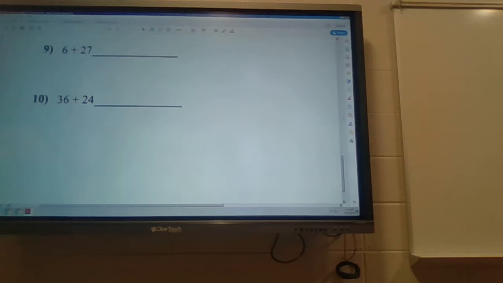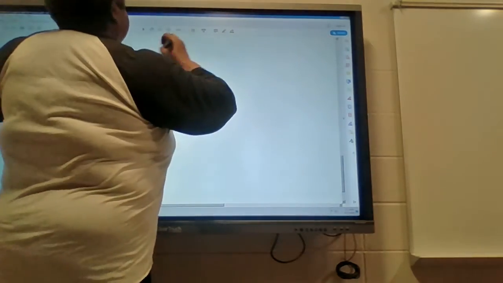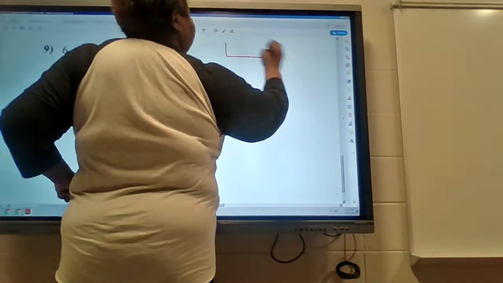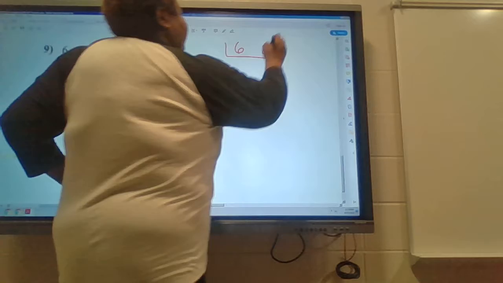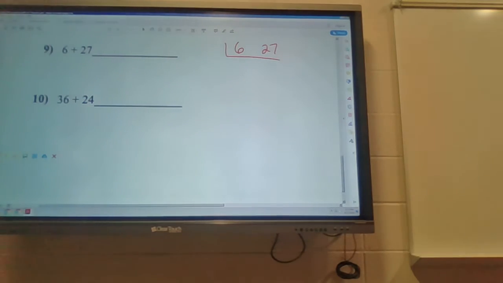Okay, I'm assuming you have worked 9 and 10, and now you're just here to check your answers. So number 9 is 6 plus 27. Well, both of those are not even. So let's check. You notice when it's not even, I check for divisibility by 3 first.